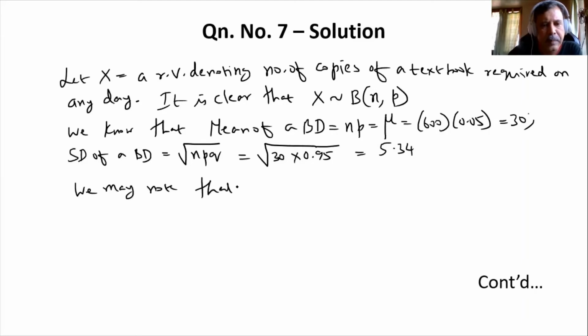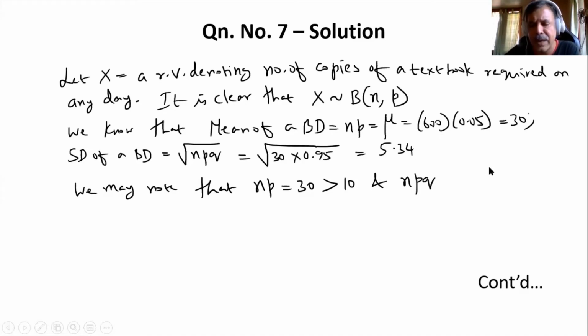So we may note that np, which is equal to 30, is greater than 10. And the variance of a binomial distribution, which is without square root, means npq, is definitely, see, square root of npq is 5.34. That means square of this 5.34 will be more than 25, definitely. So you need not calculate that. So I can say that also is larger than 10.